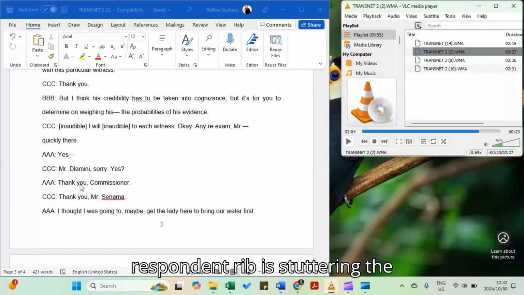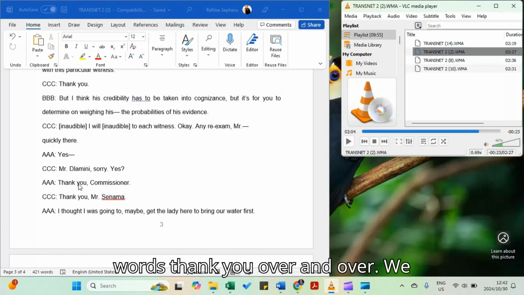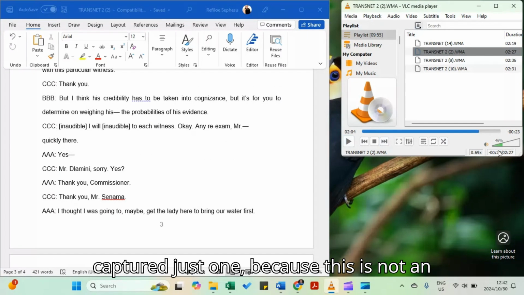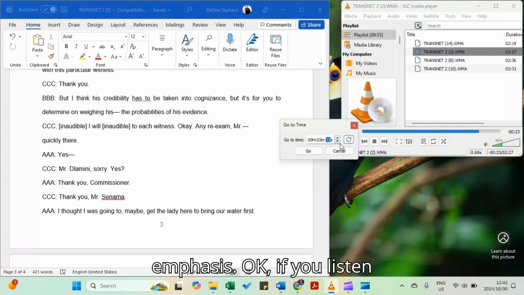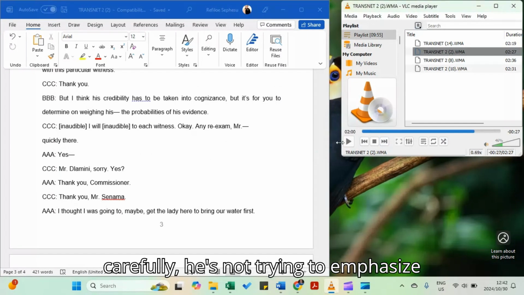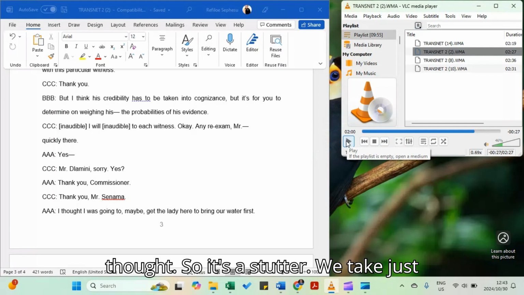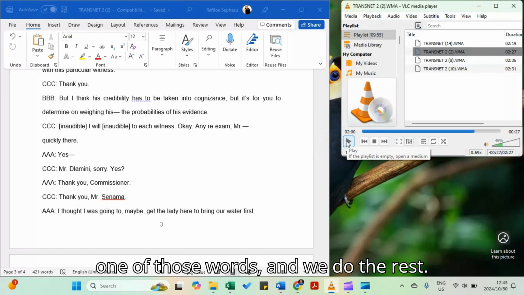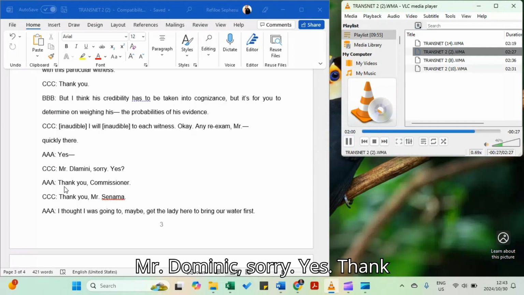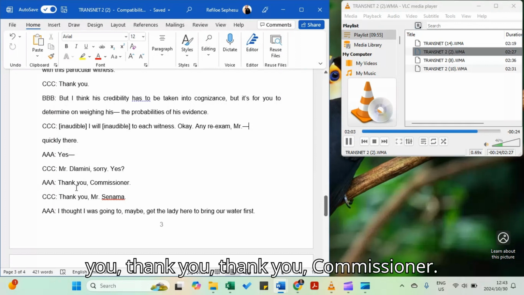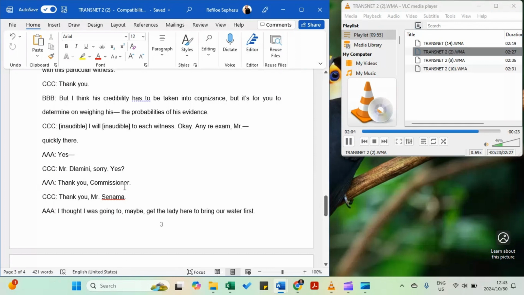Listen to that. The respondent rep is stuttering the words thank you over and over. We capture just one because this is not an emphasis. Okay, if you listen carefully, he's not trying to emphasize the word thank you. He's actually stumbling over it to get to his next thought. So it's a stutter. We take just one of those words and we leave the rest. Mr. Dlamini, sorry. Yes. Thank you, Commissioner.